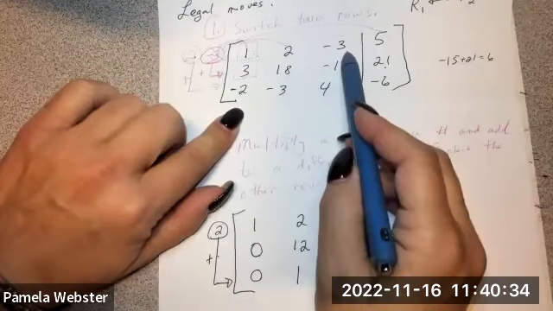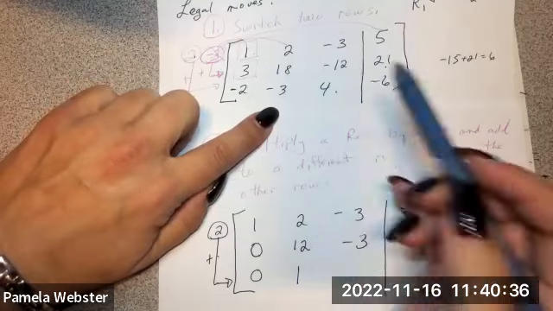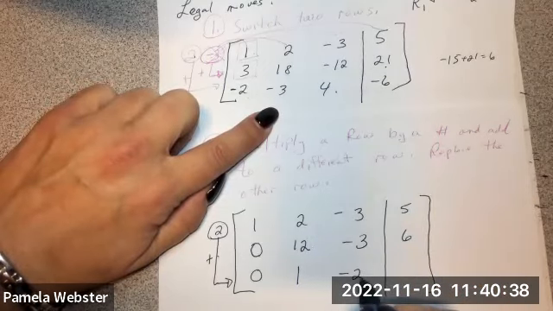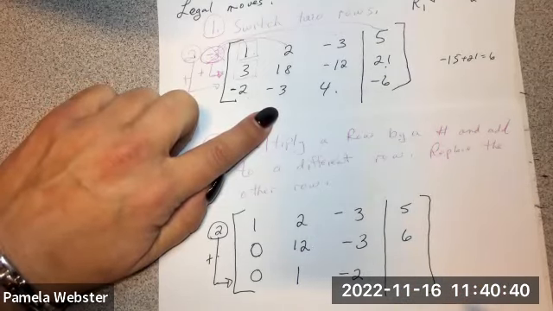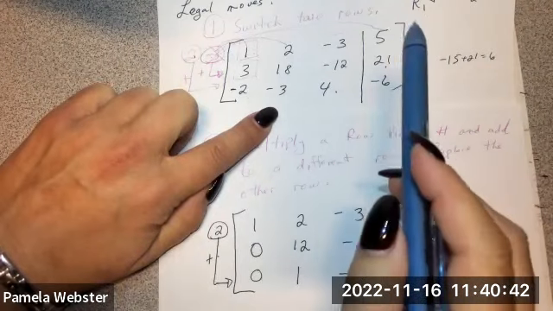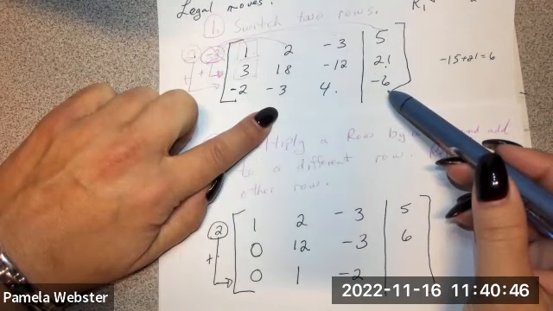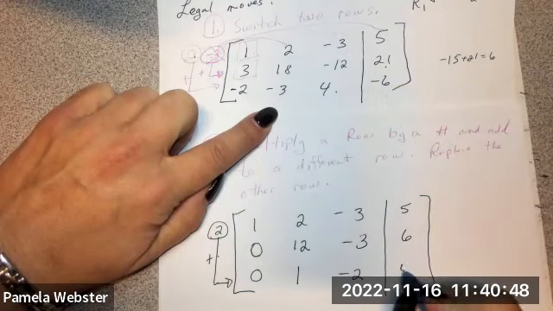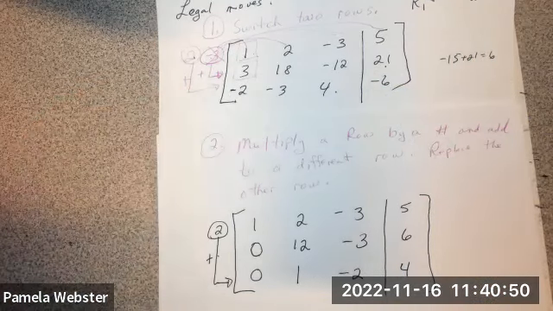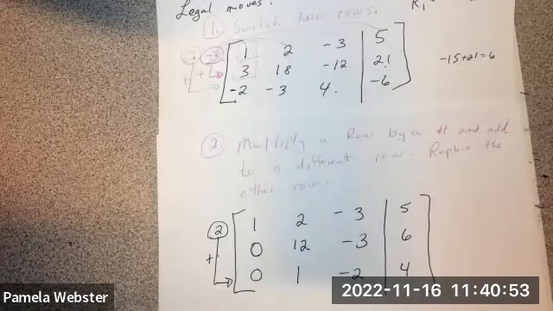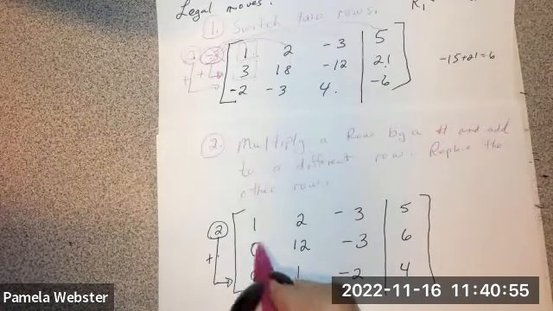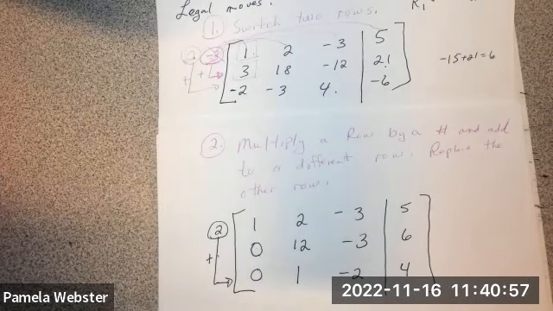2 times -3 is -6. Plus the 4 is -2. All right. And then 2 times 5 is 10. And I'm going to add it to this -6. 10 plus -6 is a 4. All right. So, yay. I've got a 1, I've got a 0, I've got a 0. All right. And believe it or not, we're almost there.